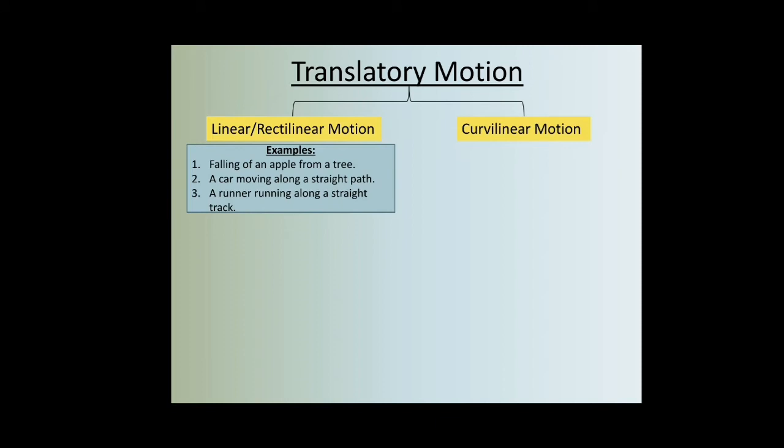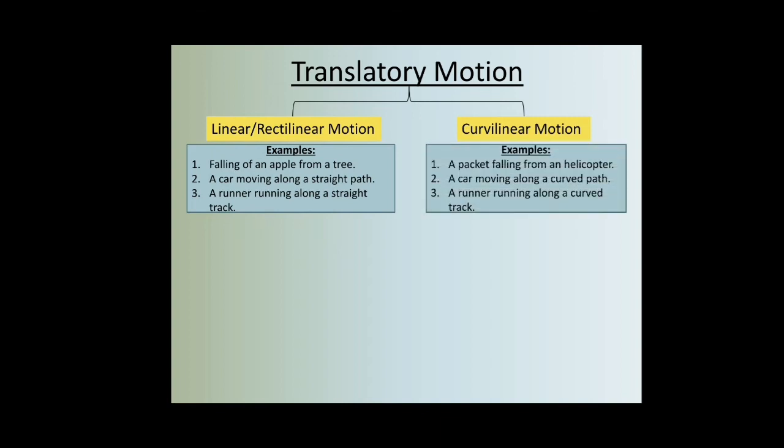Falling of an apple from a tree, a car moving along a straight path, a runner running along a straight track, all these are examples of linear rectilinear motion. And a packet falling from a helicopter, a car moving along a curved path, a runner running along a curved track. These all are examples of curvilinear motion.